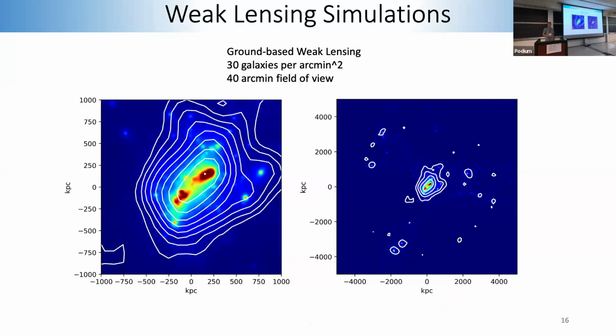Starting with ground-based 30 galaxies per arc minute squared, we can detect the cluster in the core. So here I've zoomed in just to the cluster in the core. We get a detection, but it's not very well resolved by weak lensing. And we can detect those low mass substructures at low significance, those 10 to the 14 solar mass clusters.